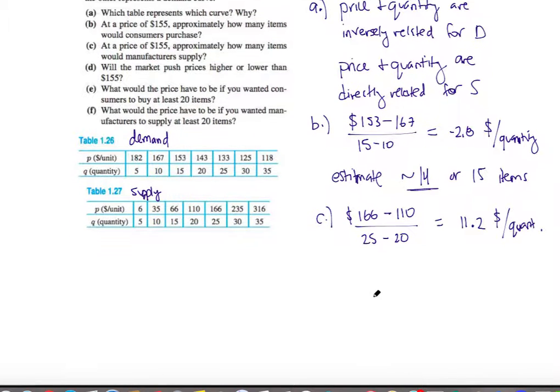And so if I want to figure out where the $155 mark is, since the step is about 11, then I'm going to be one item less than this 25. So a good estimate here is about 24 items.